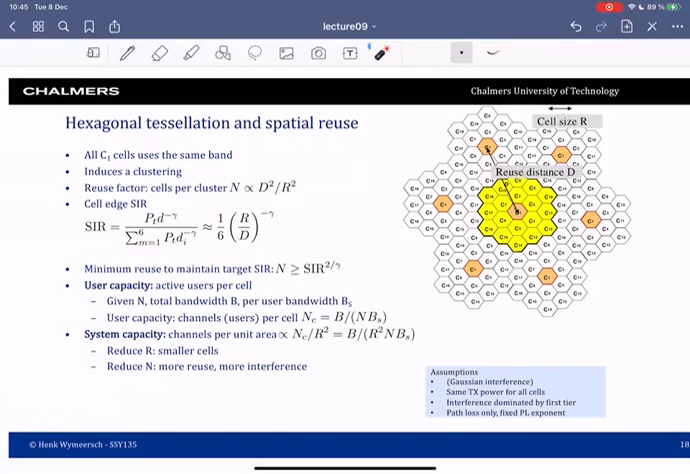And if you do this in a periodic pattern, this creates a so-called clustering. So you see here that you have a cluster of cells, and all of these cells have different frequency bands. And then this cluster repeats. So I will try to draw this. So there's another cluster, I guess here, right, that uses the same bands. Another cluster here that uses the same bands.